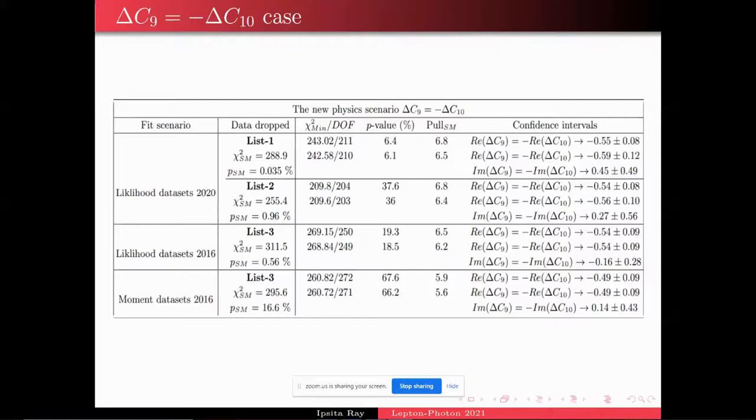We have also studied the interesting scenario of delta C9 equal to minus delta C10, as appears in certain model dependent analyses. So here we see that in the Moments dataset 2016, we get a more favorable solution of this scenario as compared to the Likelihood datasets, as seen by the respective p values.